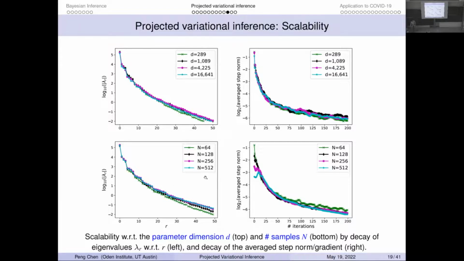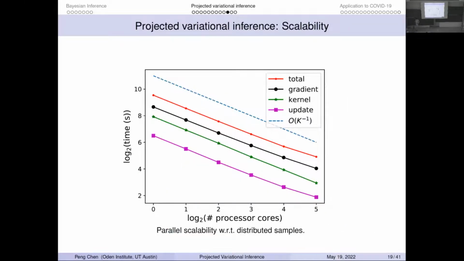At the same time, it's also scalable with respect to the number of particles. With the number of samples from 64 to 512, you can see similar behavior, similar decay of the eigenvalues, and also similar decay of the step norm for the samples. This algorithm can also be parallelized because you can distribute all these samples to different processors, and compute the expensive parts, like the likelihood and its gradient, on different processors. These are different components: computing the gradient, updating the kernels, updating the samples themselves, and also the total computational cost. You can see that with an increasing number of processor cores, you get a linear decrease of the total computational time. So this algorithm is also scalable with respect to the number of CPU processors.